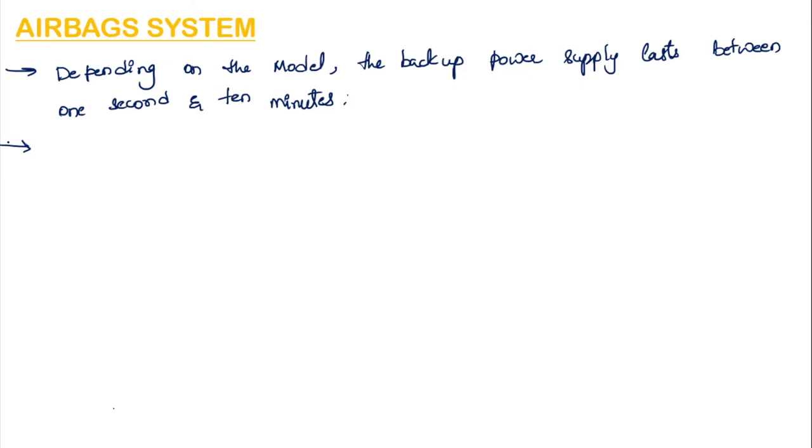So, how is it indicated? It is indicated by a light glowing on the instrument panel during the starting of the vehicle. So, the vital instruments of the system might be dormant, that is, they may remain unoperating for years.